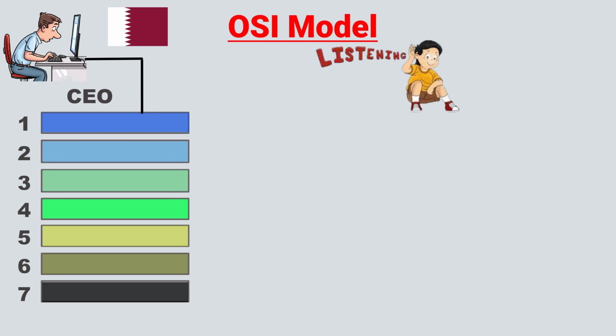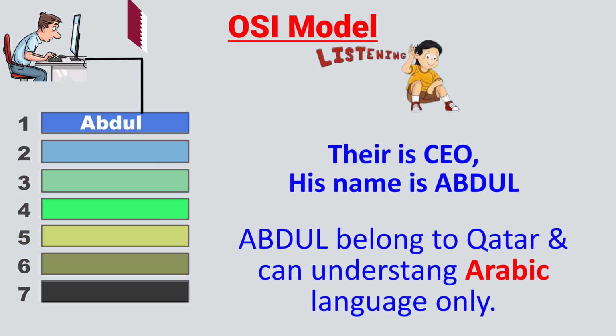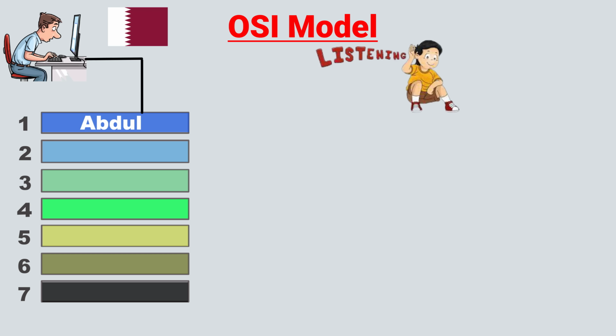On the top, there is the CEO of the company and his name is Abdul. Abdul belongs to Qatar and can speak and understand the Arabic language only. There are another 6 employees who work in Abdul's company. Their names are Pintu, Saqib, Tuba, Noor, Danish and Peter.